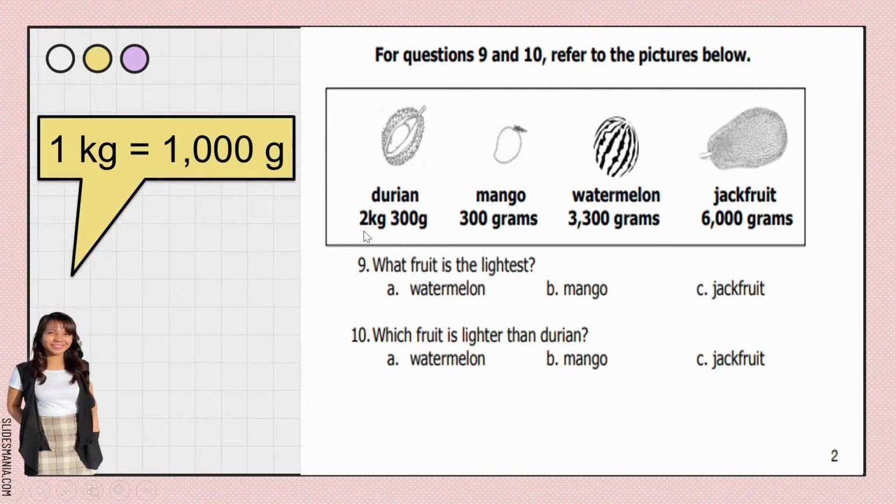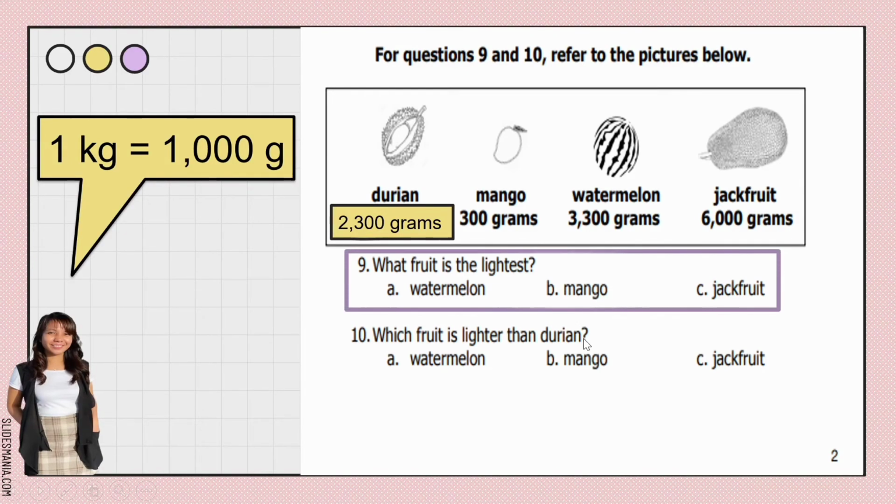If 1 kilogram is equal to 1,000 grams, how much is 2 kilograms? It's 2,000 grams plus the 300 grams, so 2,300 grams. Now we can compare them because they all have the same unit.